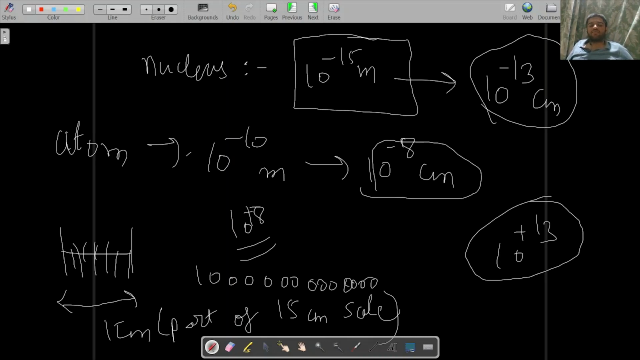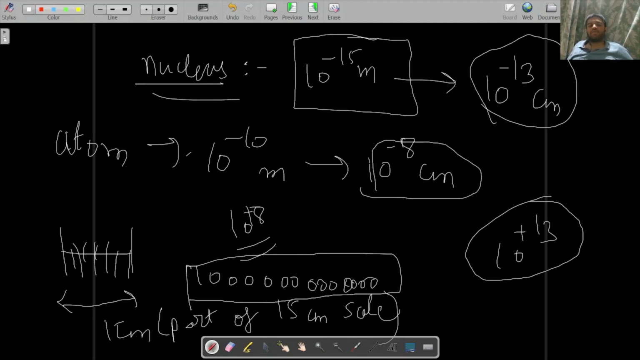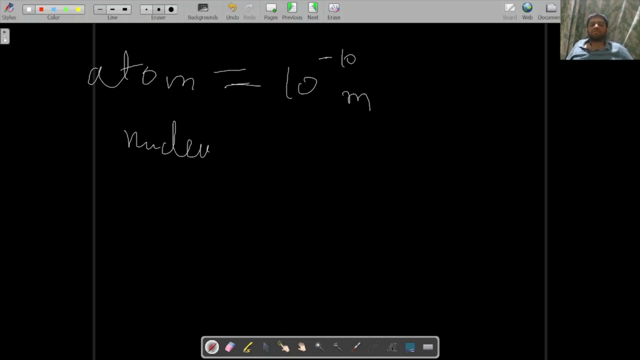If you divide the 1 centimeter part of your 15 centimeter scale into these many parts, that is 10 to the power 13 parts, then you will actually get the nuclear size, okay. For the atom it was 10 to the power 8 parts, and for the nucleus it is 10 to the power 13 parts. So your atom is how many times bigger than your nucleus? The atom is 10 to the power minus 10 meter, and the nucleus is 10 to the power minus 15 meter. So how many times is the atom bigger than the nucleus?